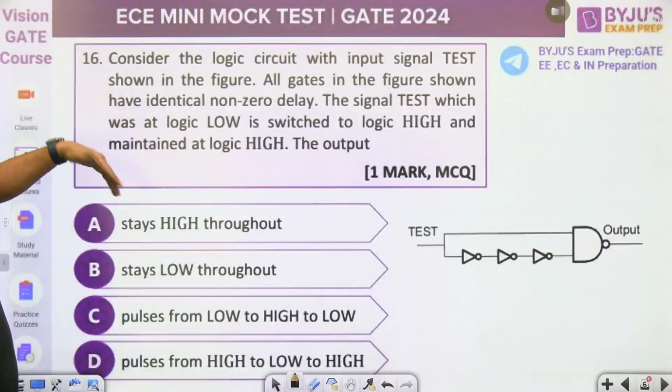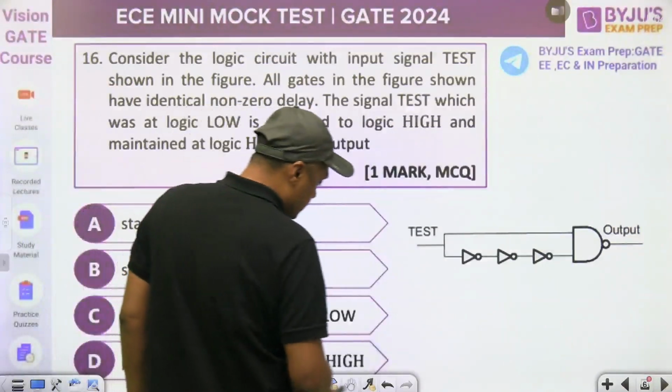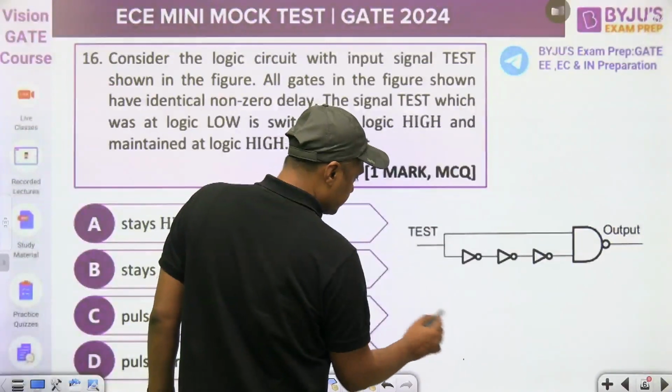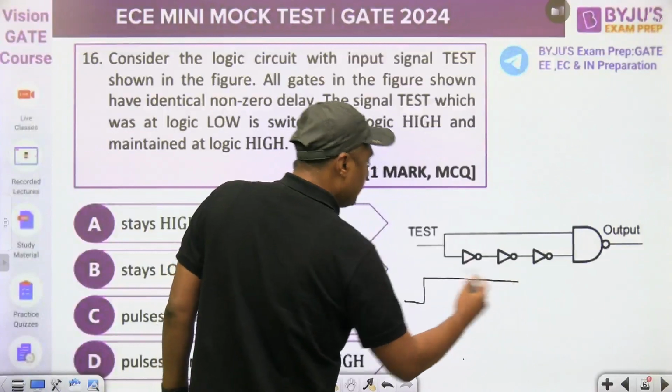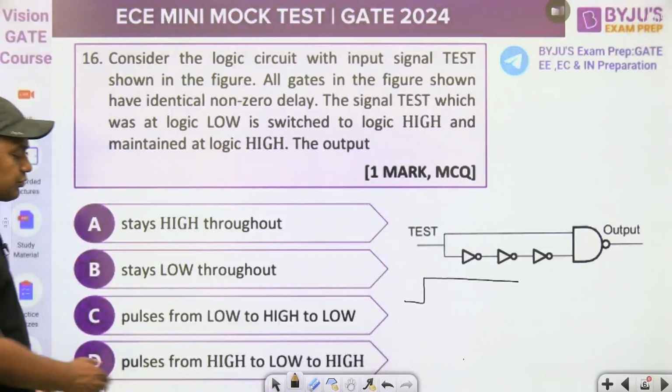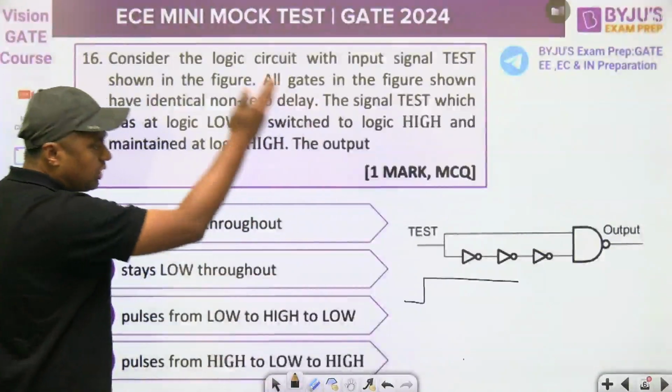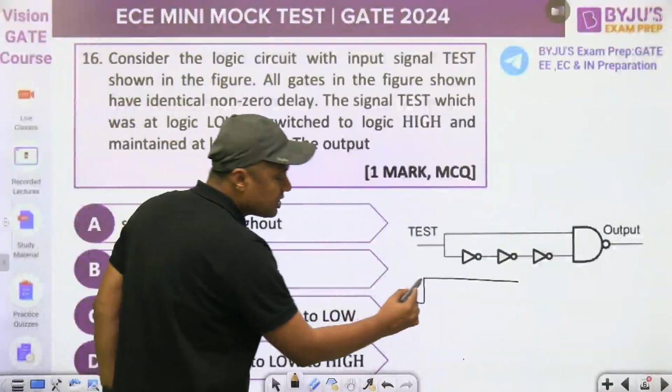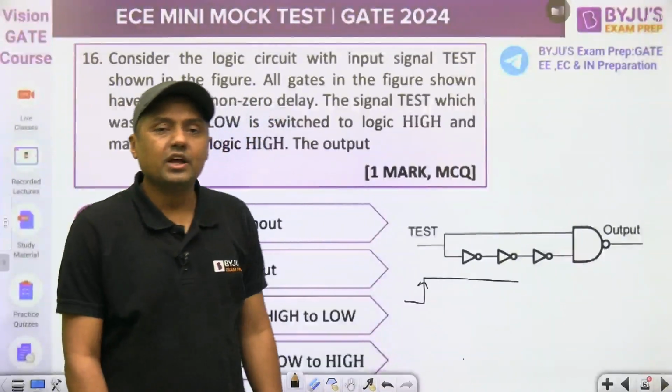It was 0 and it will switch to 1, and it will remain at high. Each gate has equal delay. Then what about the output? Stay high throughout, stay low throughout, pulse from low to high, or pulse from high to low to high, means it will switch from high, then low, then high after this transition. Then give me the answer.